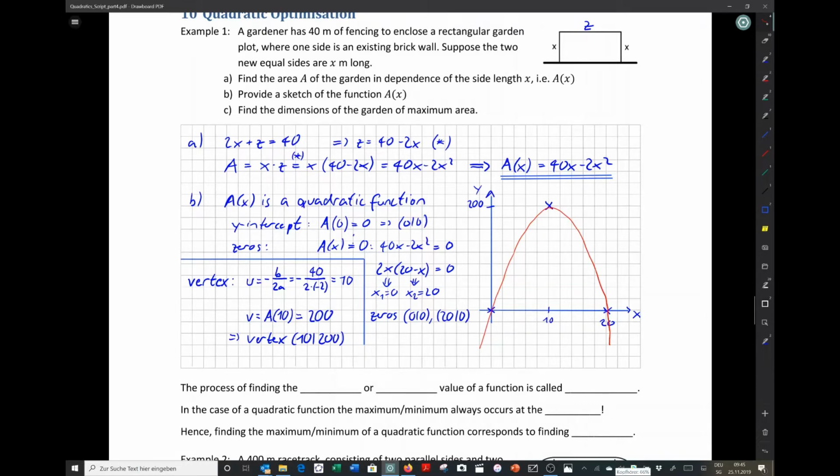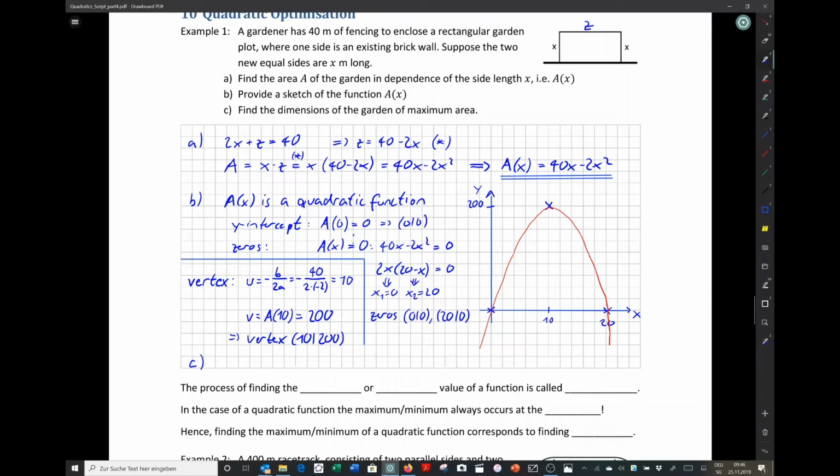What is the maximum value of A of x? For example, if x is 20, we see A of x is 0. If x is around 18, let's say, maybe if that was correct, we might be somewhere around 50 here. Well, when is it the maximum? Obviously, at the vertex, namely then the value is 200. So in essence, the question is, what is the maximum area of this garden plot?